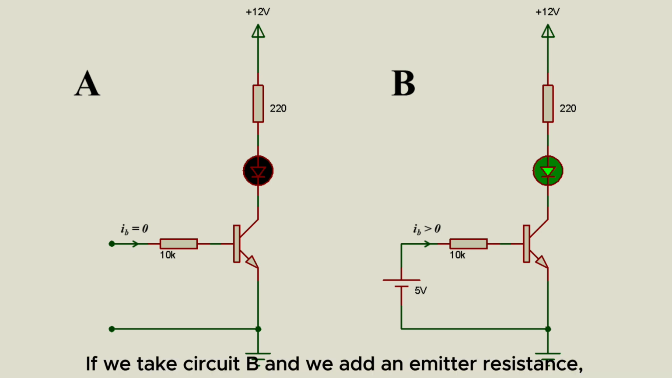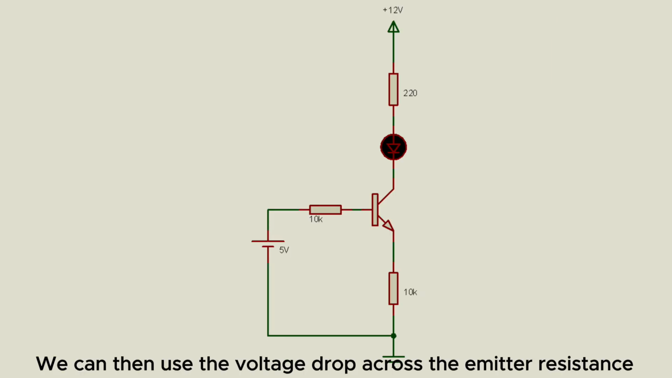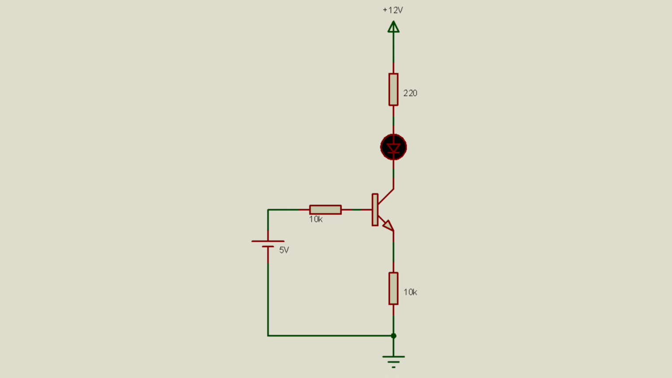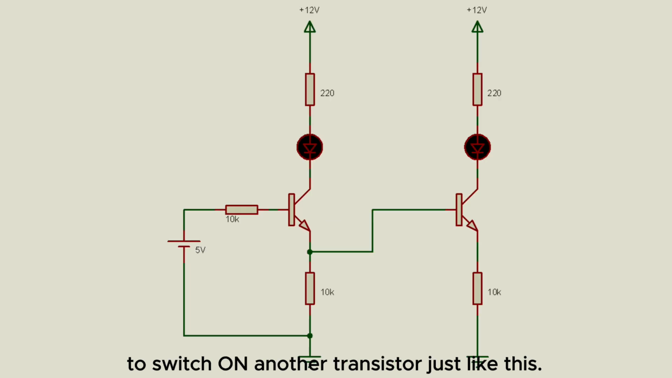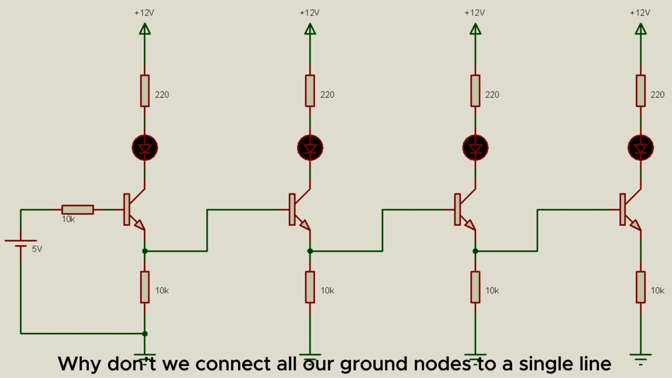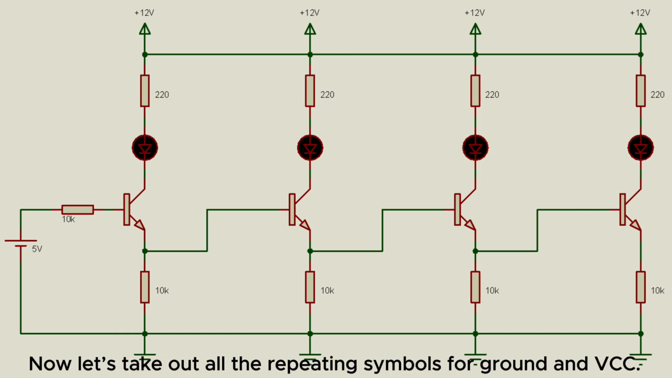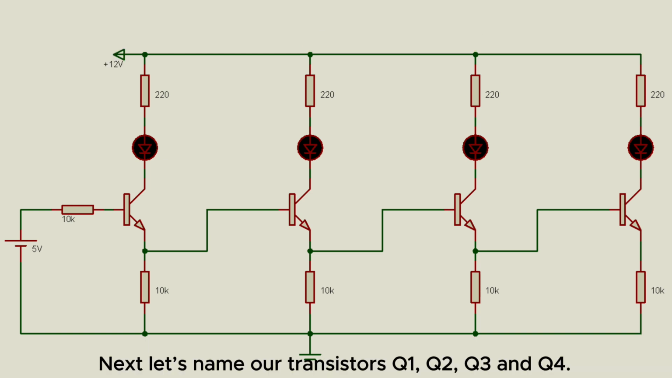If we take circuit B and we add an emitter resistance, the circuit becomes like this. We can then use the voltage drop across the emitter resistor to switch on another transistor just like this. And why not add two more in the same sequence? Now we have this. Why don't we connect all our ground nodes to a single line and all our VCC nodes to a single line as well? Now let's take out all the repeating symbols for ground and VCC. Next, let's name our transistors Q1, Q2, Q3, and Q4.